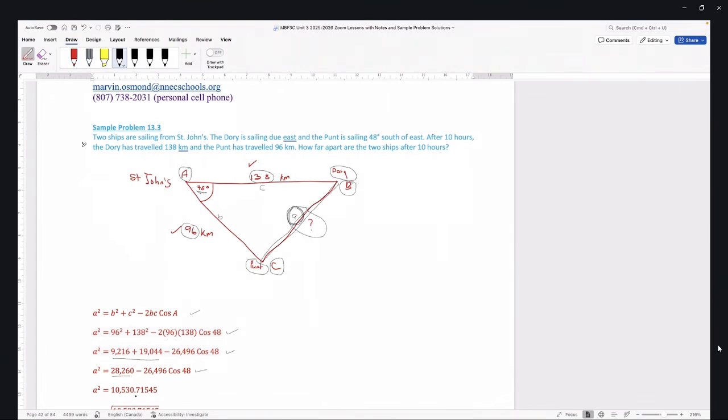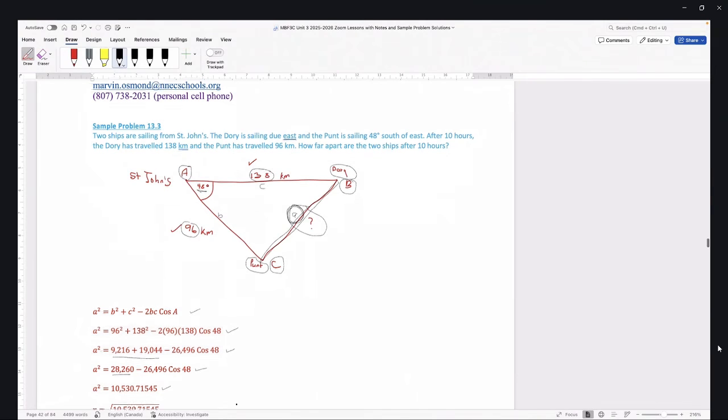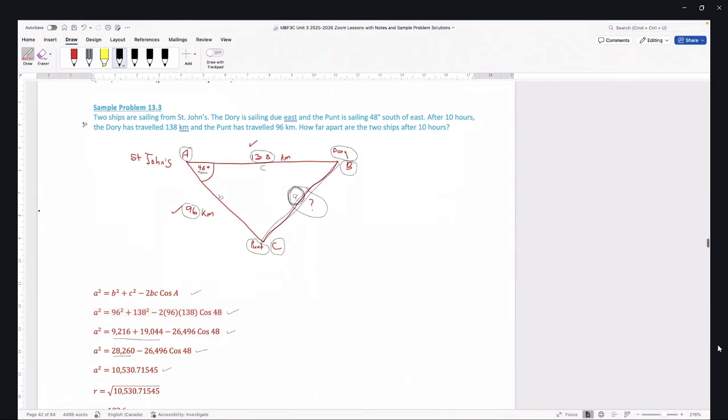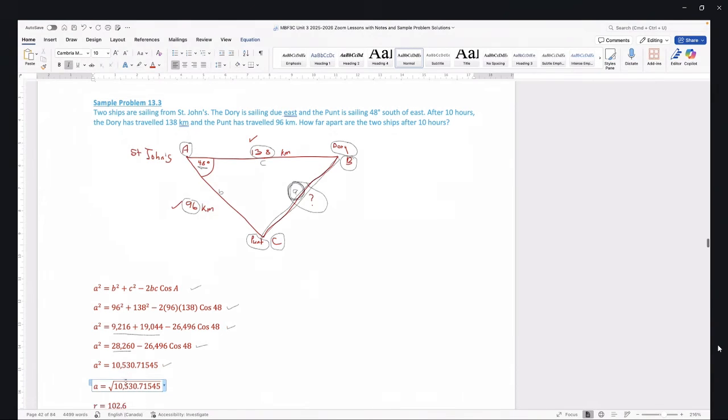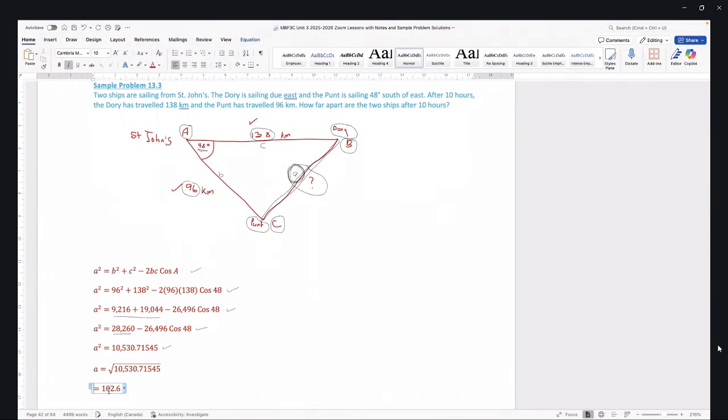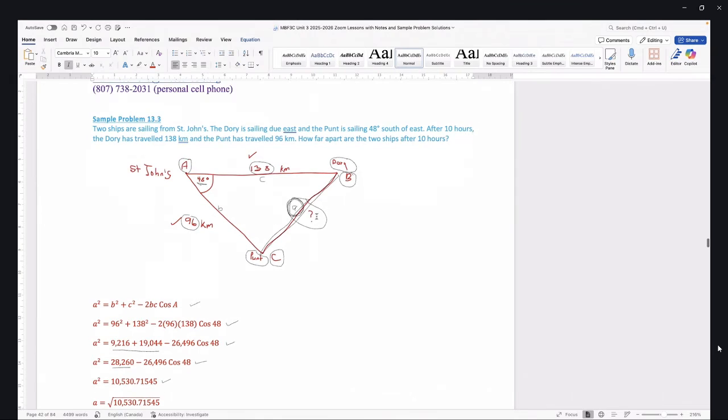You'll get this number. Don't round the number off. Okay, so don't round. When we're doing mathematics, we only round in the very last step. So for now, we're not going to round that number off. So if A squared is equal to this, the inverse or the opposite of squaring a number is taking the square root, and the square root of A squared is A. So A equals the square root of that. So A is equal to 102.6.